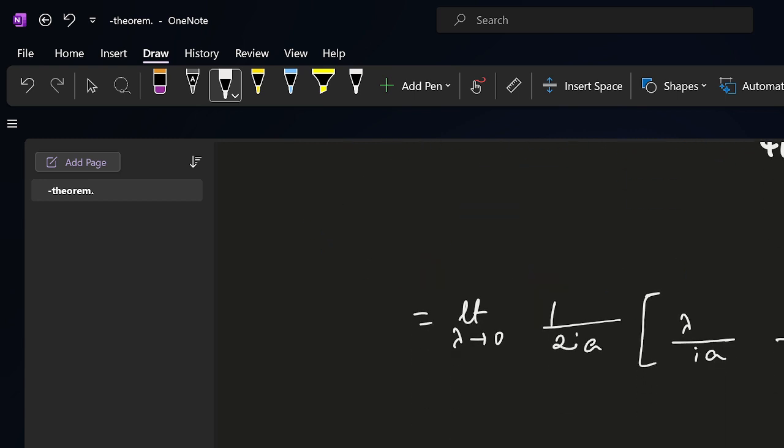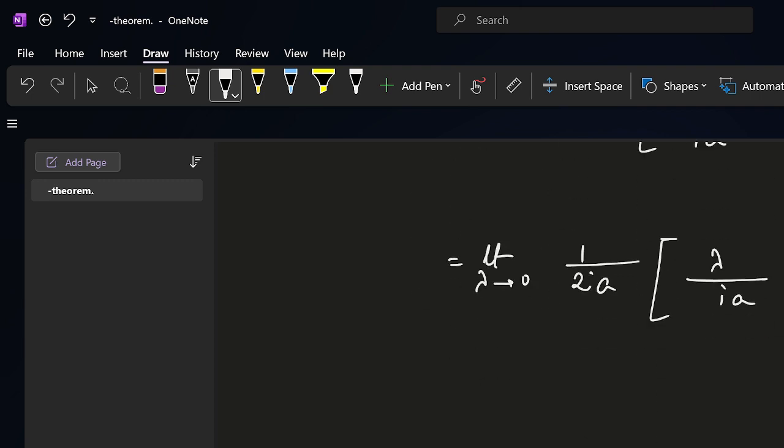So this is just your limit as lambda tends to 0 of 1 by 2ia times (lambda by ia minus pi cot(pi z)), which is ia by lambda. So you have already almost reached the conclusive end. So it is the limit as lambda tends to 0 of 1 by 2ia.